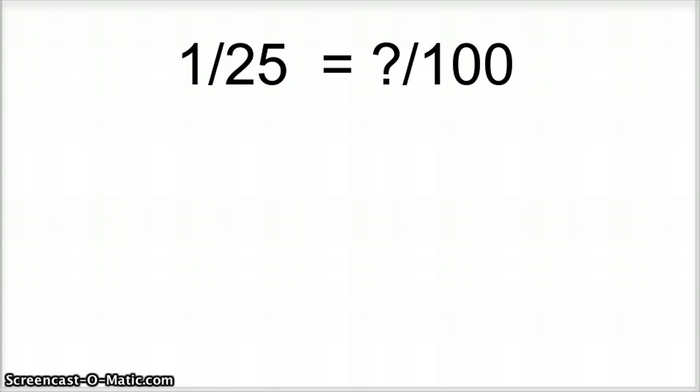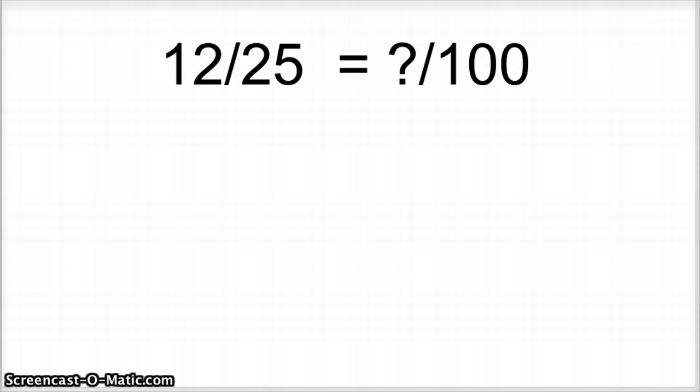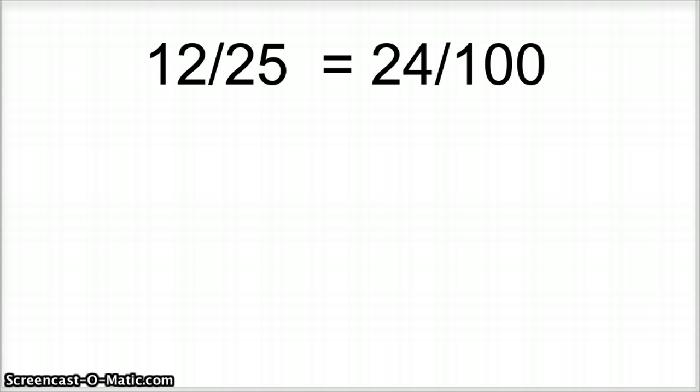What about 1/25? How many hundredths would that be? The answer is 4/100. How about 2/25? Let's go back. 25 times 4 is 100, so 1 times 4 is 4. Same thing here, times 4. So numerator times 4, what's missing? Should have said 8. How about 12/25? That is 48/100.